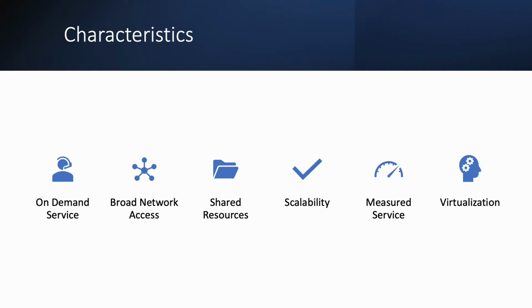So let's start with some of the characteristics of cloud computing. The first is on-demand services, which means use it when you need it. The second is broad network access, which uses the internet as a medium. Shared resources are pooled together and used by multiple clients. Then comes scalability, which allows the elasticity of the resources, and then the measured services along with virtualization.